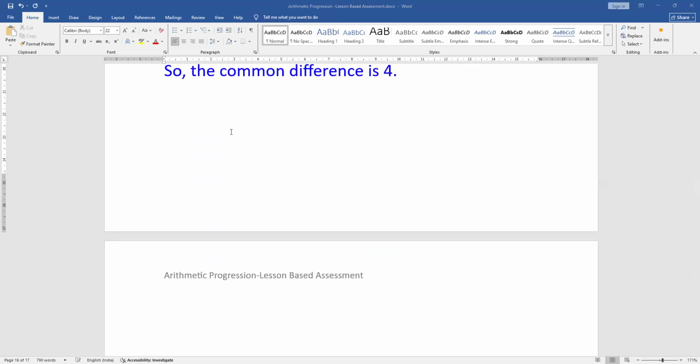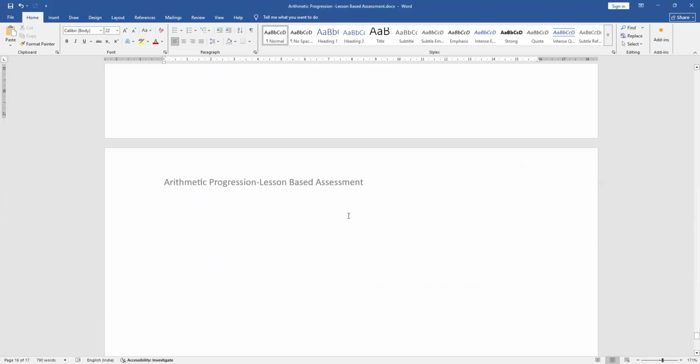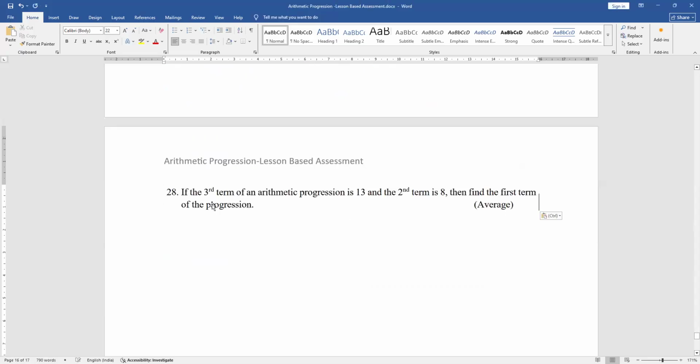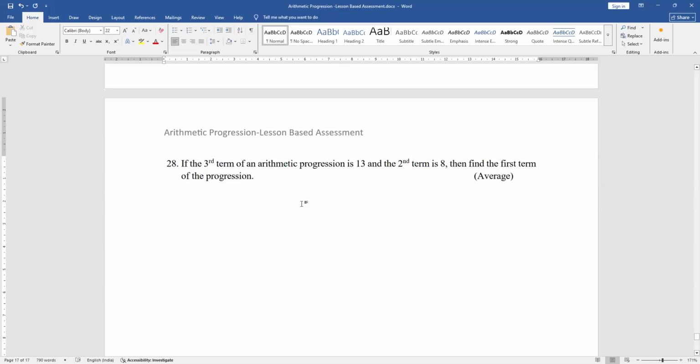Now I move on to the next problem. If the third term of an arithmetic progression is 13 and the second term is 8, then find the first term of the progression. Okay.